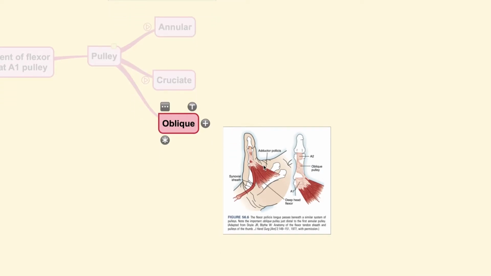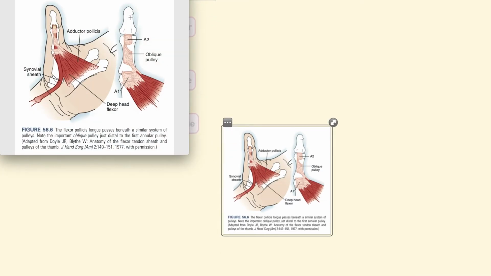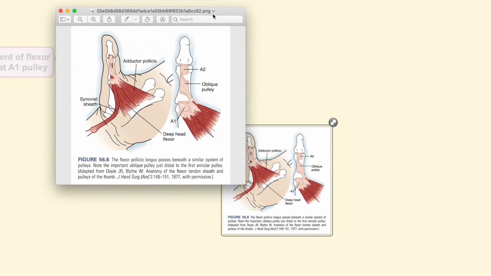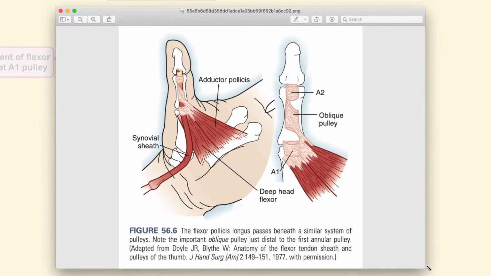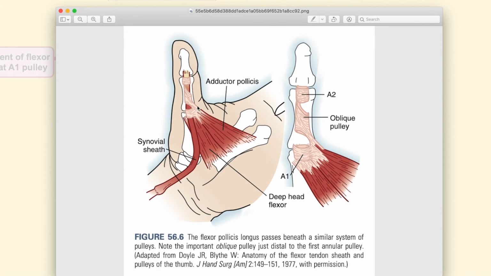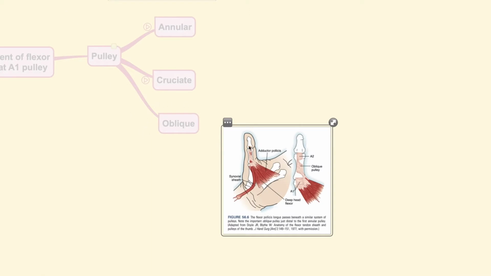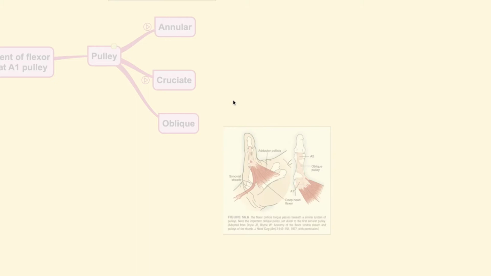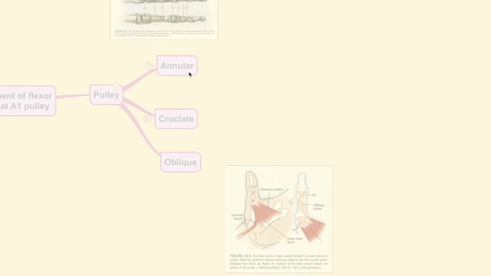For the oblique pulley, as depicted here, we can see that it is found in the thumb region and it crosses obliquely along the proximal phalanx, and it also prevents bowstringing of the flexor tendons during thumb flexion. So it is very important to know this structure because during surgical release, this structure must be preserved.